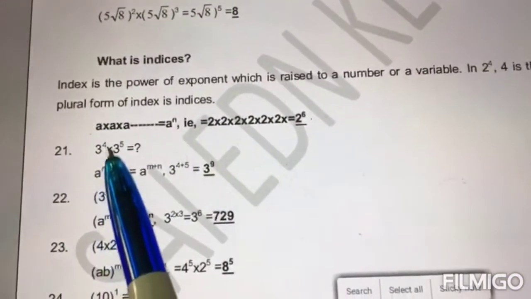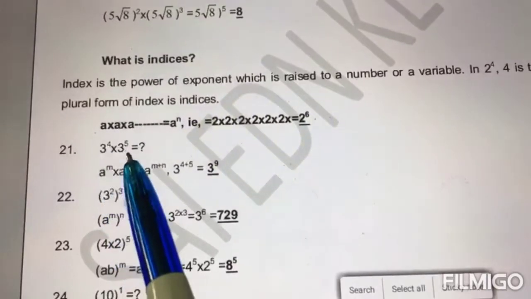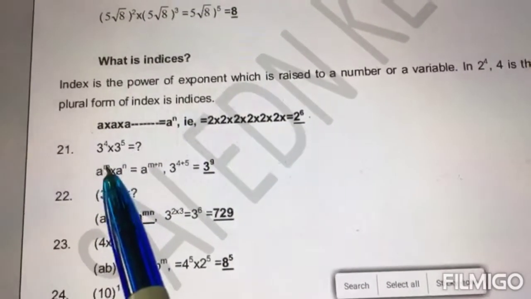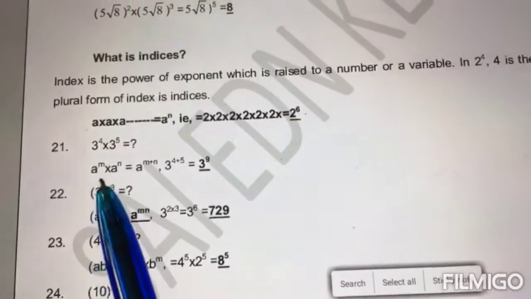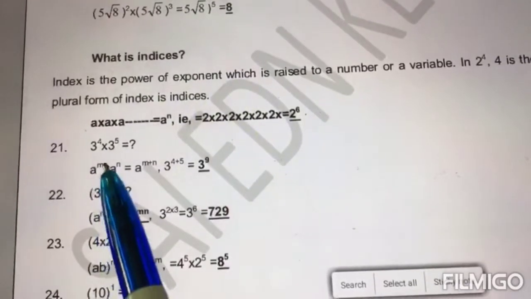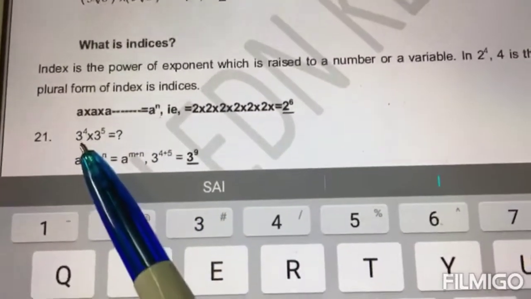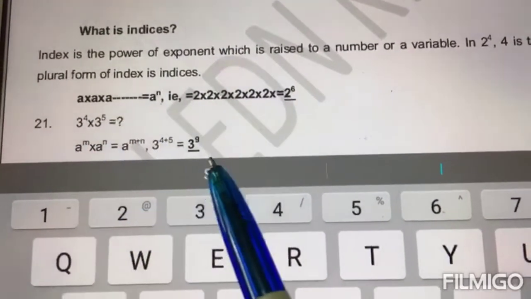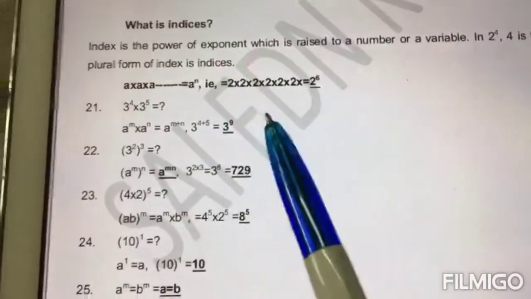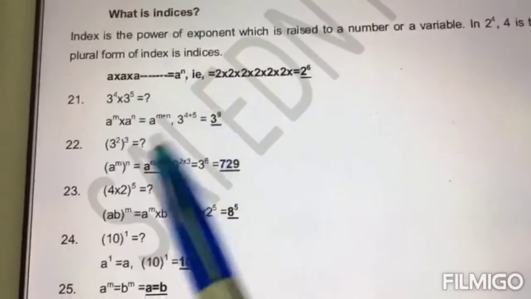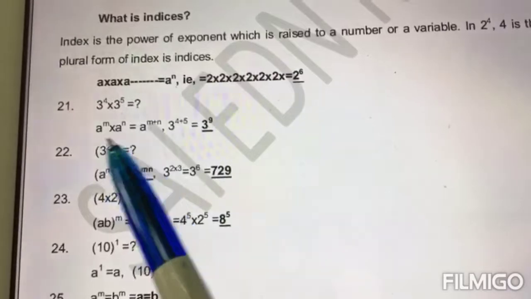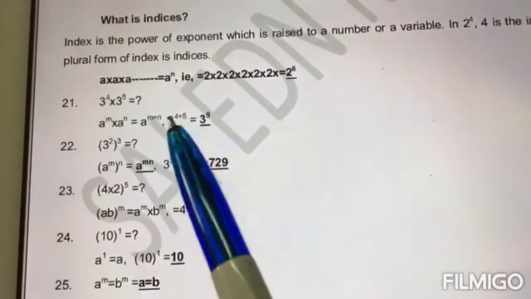So when we are multiplying two terms where the bases are the same, then we can add the exponents. So a raised to m into a raised to n can be written as a raised to m plus n. So here it will be 3 raised to 4 plus 5, which is 3 raised to 9. Then only you will have to expand it, or you can leave it like that. But you can add it only when the bases are the same. So this is rule number 1.